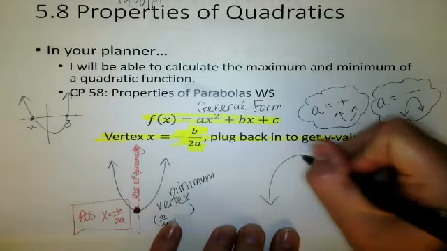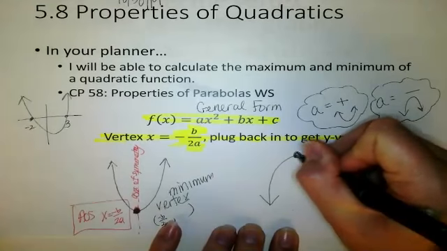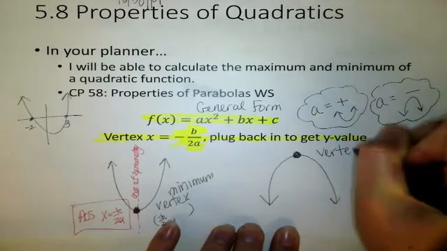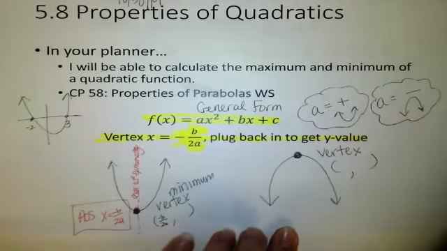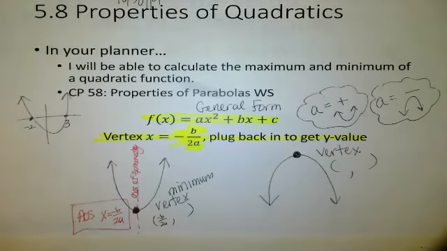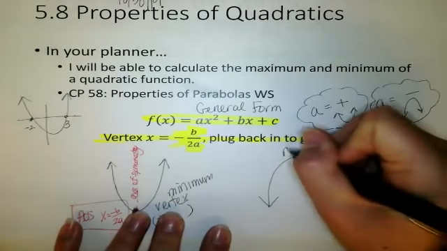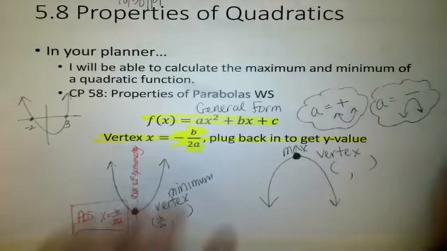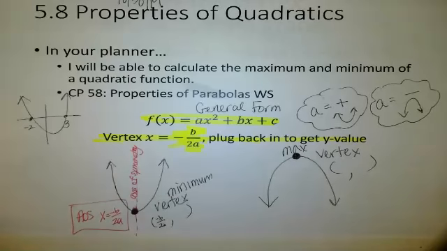Well, now we have our vertex right here. That vertex is an ordered pair. Would you call this vertex a minimum value or a maximum? A maximum, yeah. Why? It's the highest point on the parabola, right? So it's a maximum point. Okay. All right.